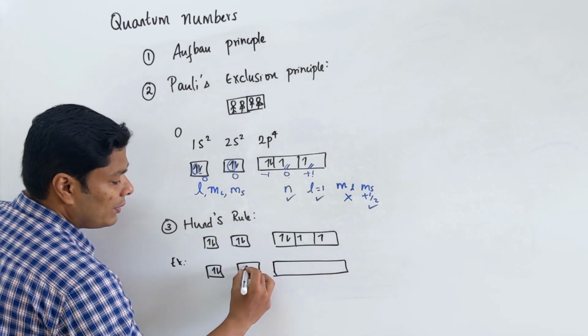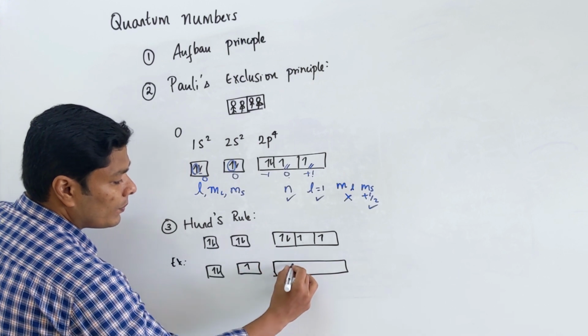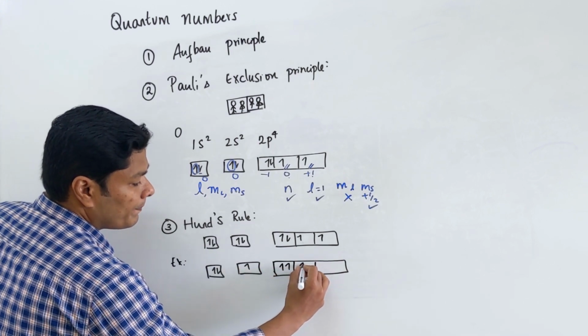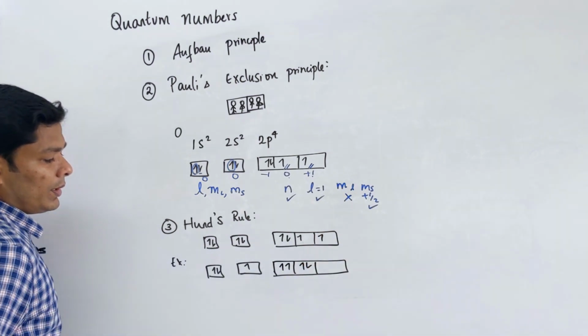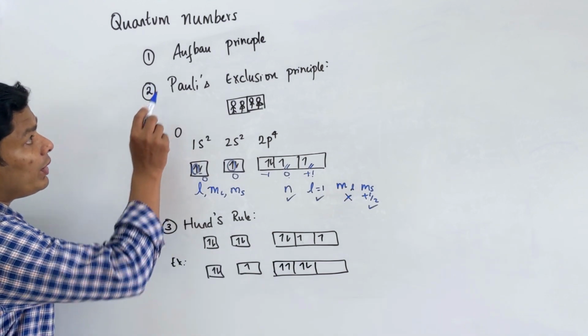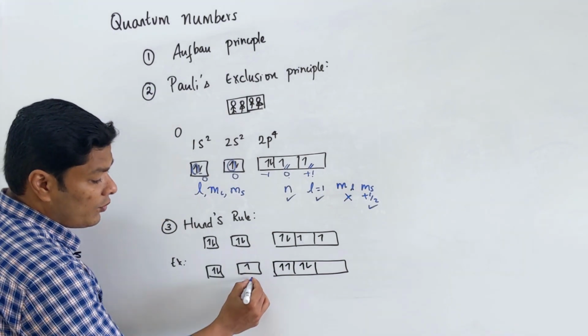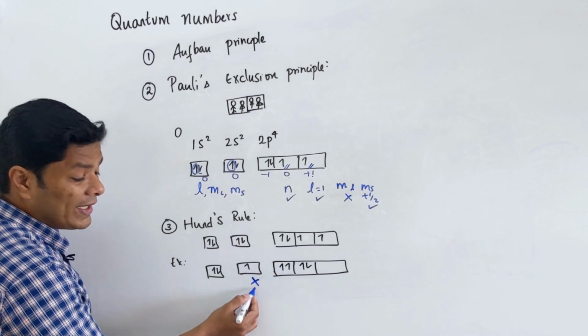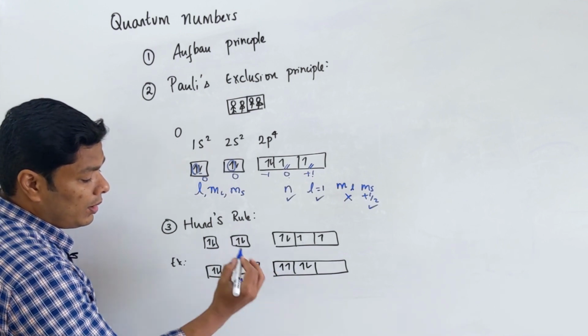Let's say for example we have this, which is what is given. Now what all is obeyed, what all is not obeyed? Have you obeyed the Aufbau principle? No. Aufbau is violated here. How can I not fill this completely but go here? So Aufbau is violated.